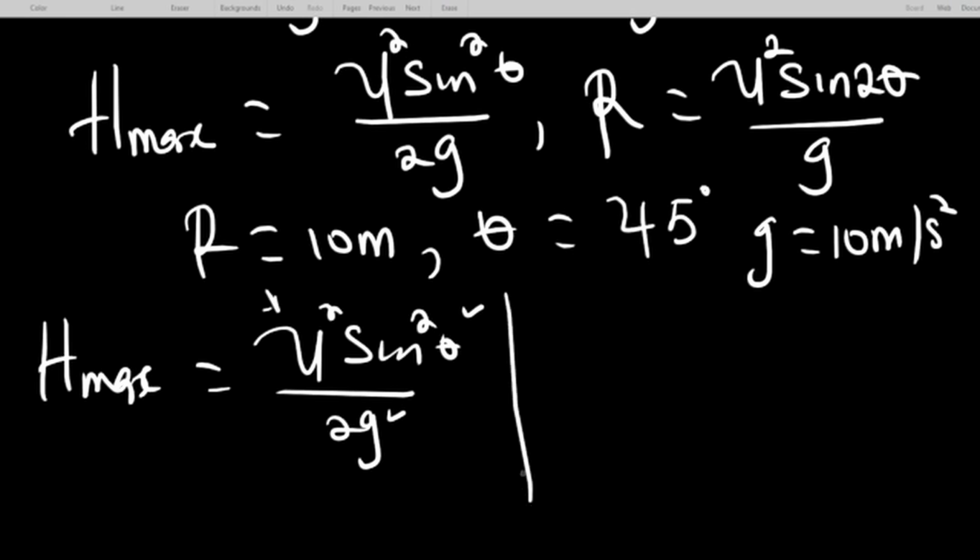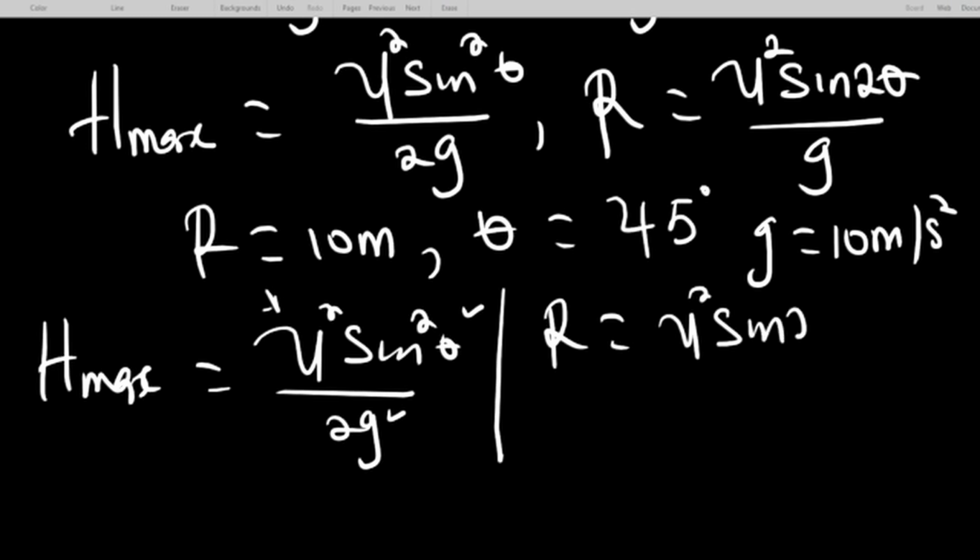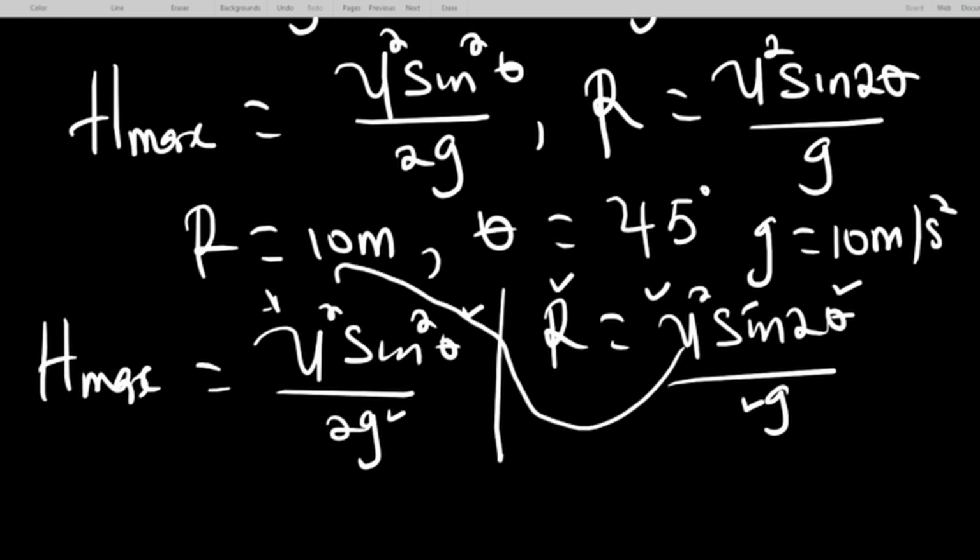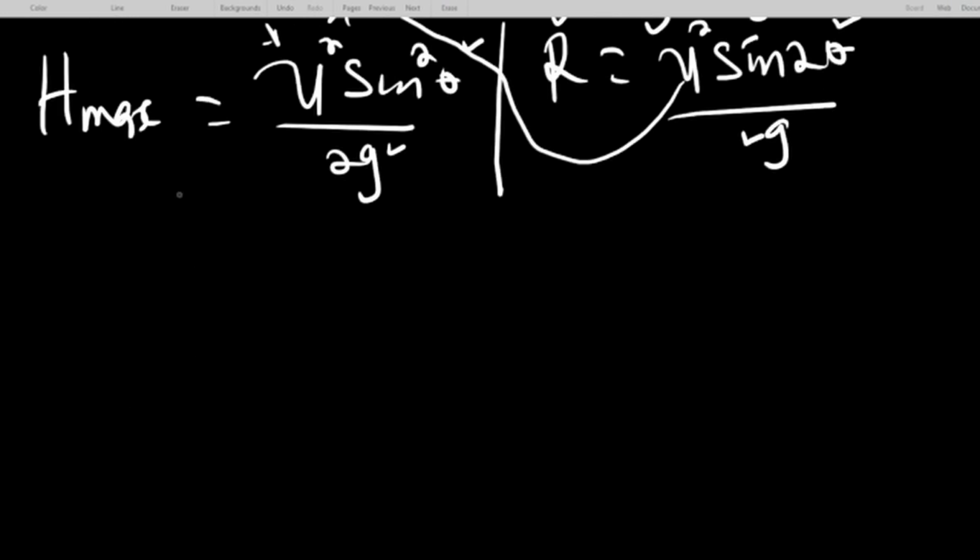Now let's look at the formula for the range since we were given our range. So for the range, we have u squared sine 2 theta all over g. Do we have the range? Yes, it's here. Do we have our theta? Yes, it's here. Do we have our g? Yes. So we can find the initial velocity, which is the only unknown here, and then plug it right into this very formula to solve for the maximum height. So let's do just that.